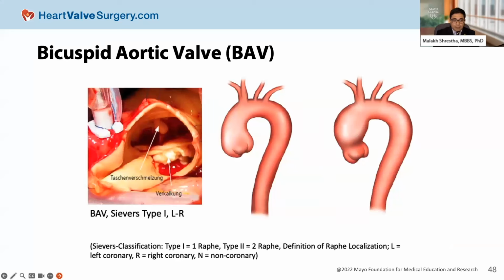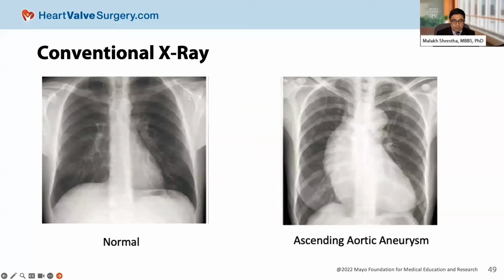In case of bicuspid aortic valve, instead of 3 leaflets, these people have only 2 leaflets, and there are different types, which were described by Professor Sievers from Lübeck in Germany. So there are type 1, type 2. So these are the different types. Again, the next slide, please.